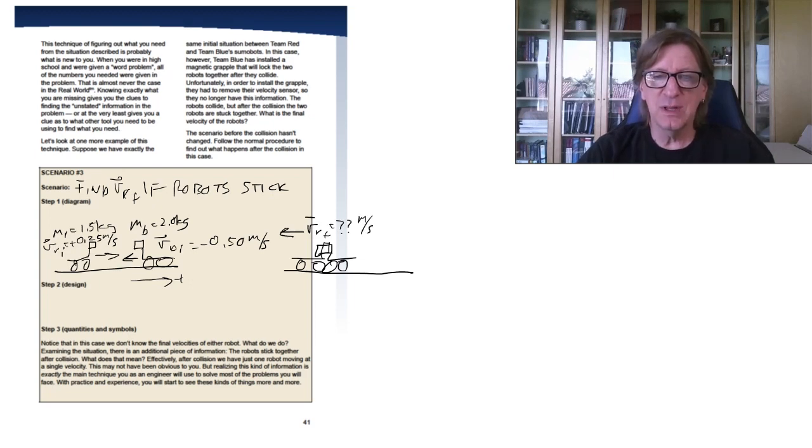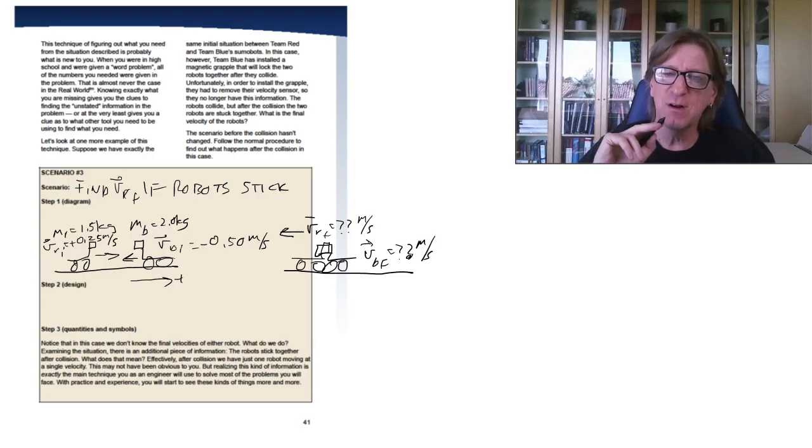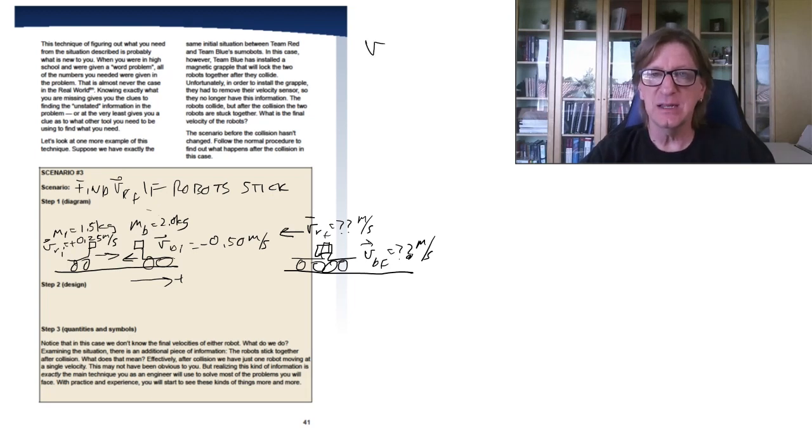Well, you may say, well, I still need VBF, right? So I've still got these two unknowns. Think about it. How is VRF related to VBF? How are the final velocities of the red and blue robots related? Well, they're stuck together, so they better be the same, right? So there's two ways you could do this. You could say, all right, I'm just going to have an equation in my step 4 where I explicitly state that VRF is equal to VBF. And so that will be my second equation that I can use.